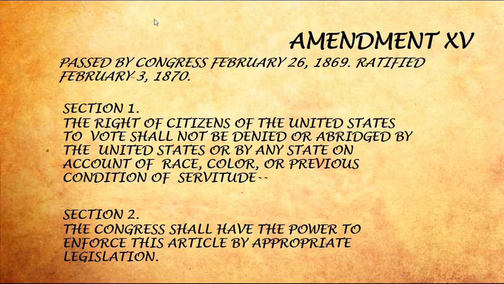Section 1. The rights of citizens of the United States to vote shall not be denied or abridged by the United States or by any state on account of race, color, or previous condition of servitude. Section 2. The Congress shall have the power to enforce this article by appropriate legislation.